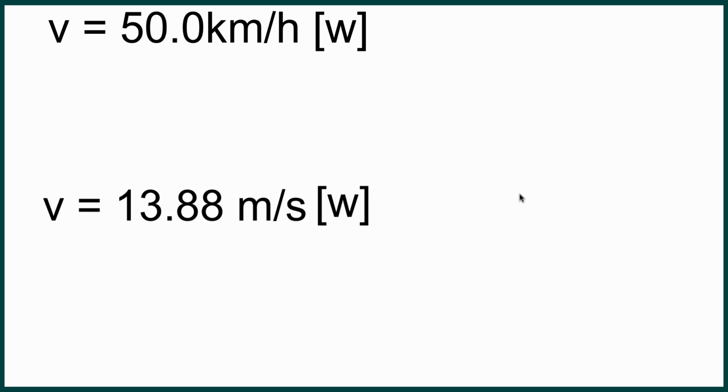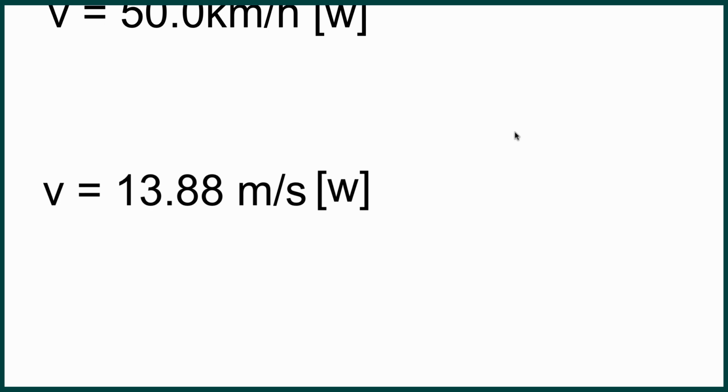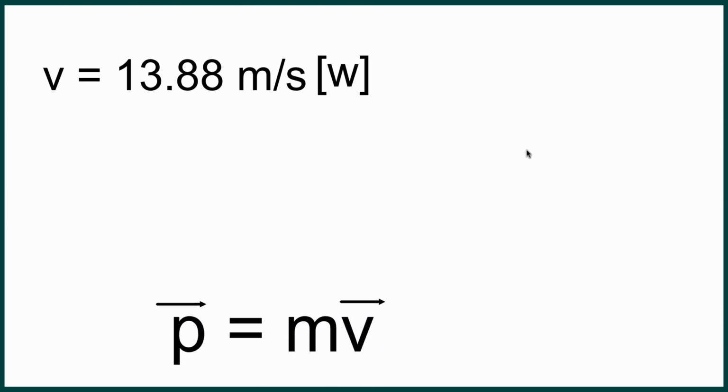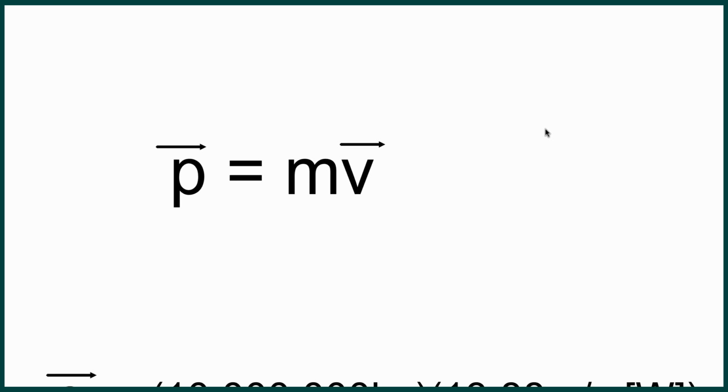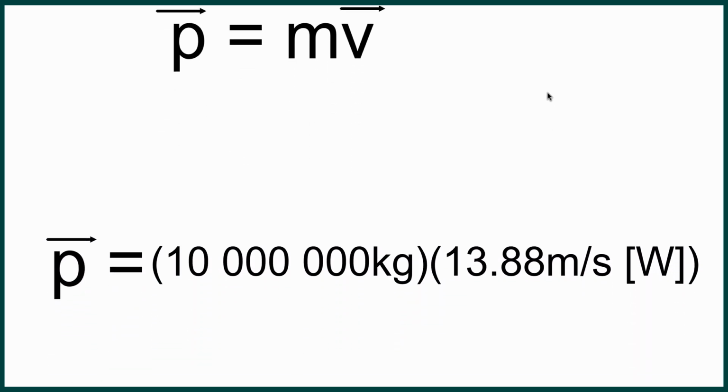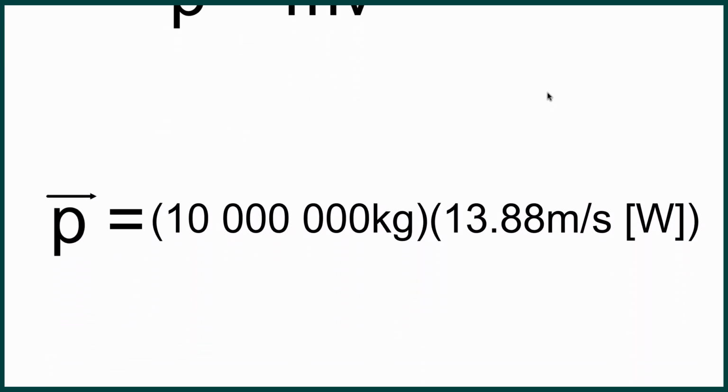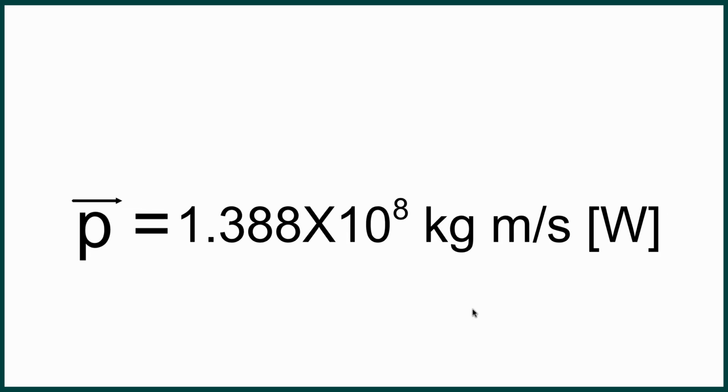direction of west. So we've got a mass, we've got a velocity, we use the equation P equals M times V. So we have 10 million kilograms times 13.88 meters per second west, which gives us a momentum of the train of 1.388 times 10 to the 8th kilogram meters per second in a westerly direction.